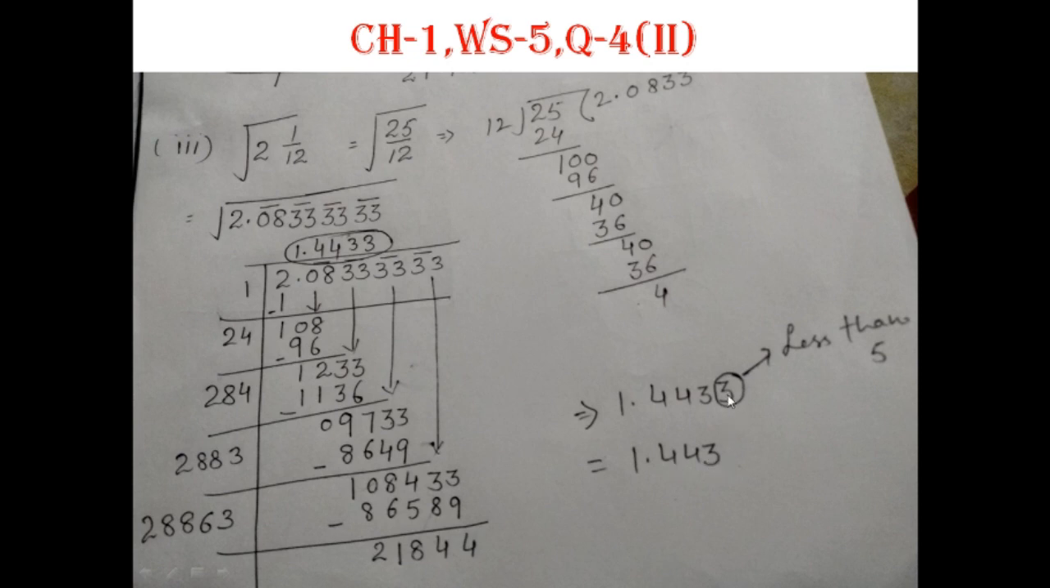1.443. Suppose if it is greater than or equal to 5, then you will simply add 1 to this number. Then it will be 1.444, but not in this question. It is less than 5. So your answer is 1.443.